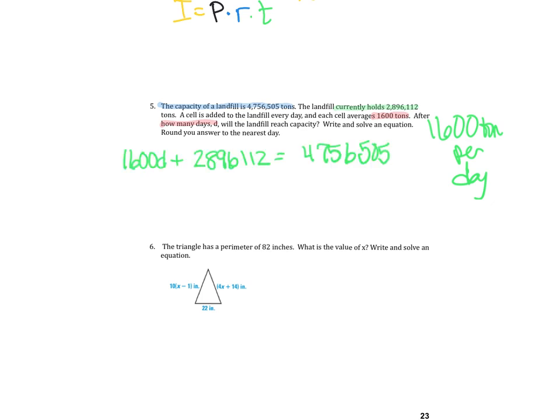Pause your video. So there's the equation, and those numbers are very large. This is why it's great that we have a calculator. But you would solve it just like you would solve any other equation. You're going to subtract the constant and divide by the coefficient. And now we'll just look at our last situation.